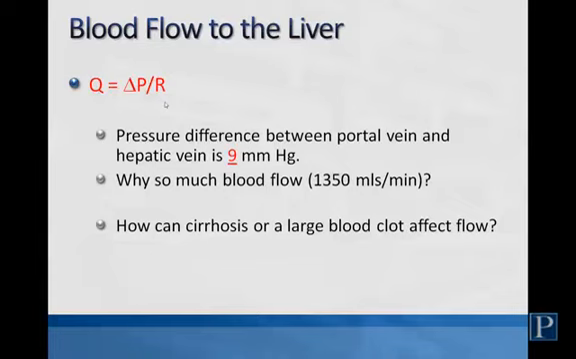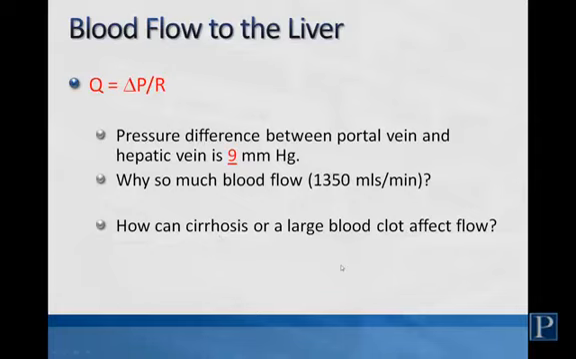Then the question is, how can something like cirrhosis or a large blood clot affect flow? Well, if I have a blood clot, that will definitely increase resistance to flow. With cirrhosis you can have scar tissue that contracts around the blood vessels, which would increase resistance. So if I increase resistance, that could decrease flow.